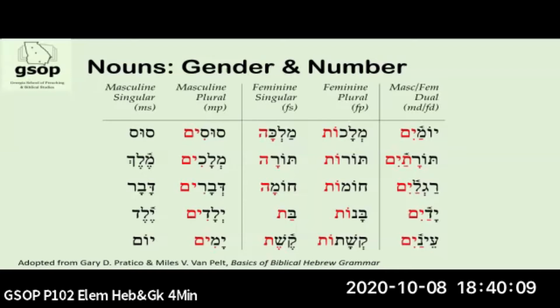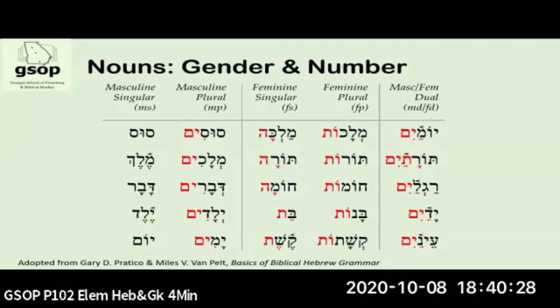And notice what happened here. Yom, we'll go back to the singular one. Yom with the yod, and its vowel is the holam vav. That is the vav with the holam vav. That's it. And a final mem.